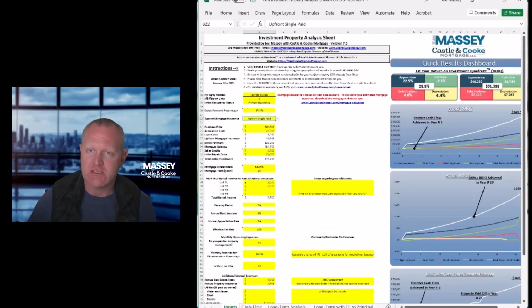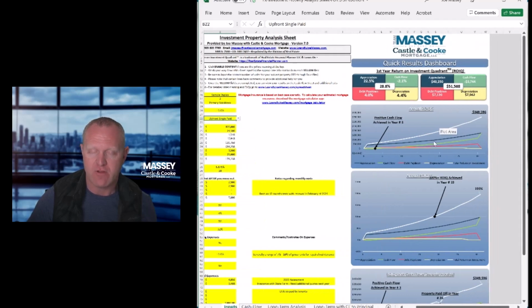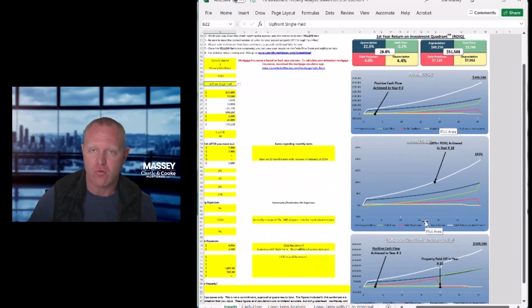So you can make changes to all of these fields. You can change all of these variables, and the dashboard will give you these quick results. It'll show you your first year return on investment quadrant as well as all the graphs so that you can see your return on investment quadrant over the entire 30 plus years of owning the property.